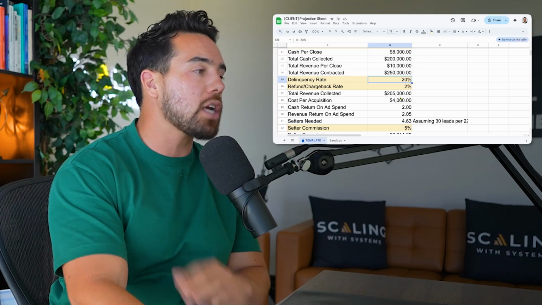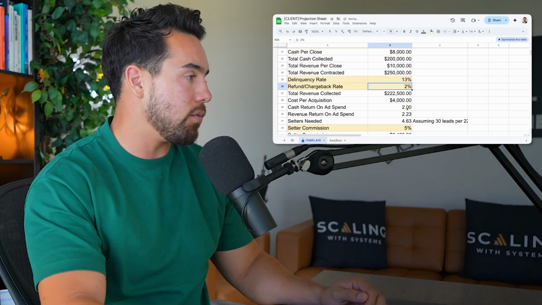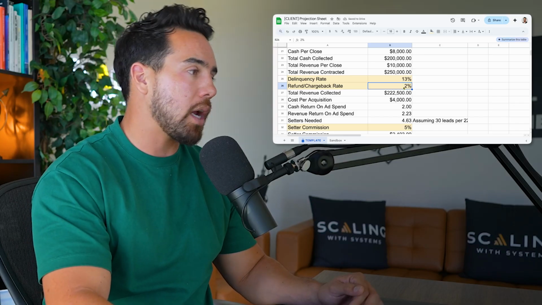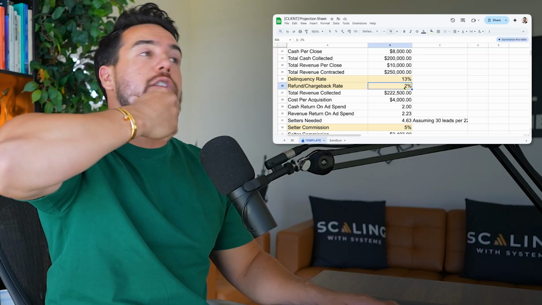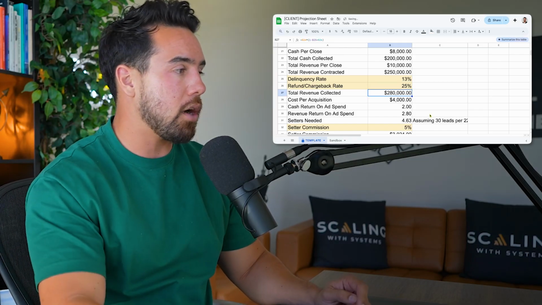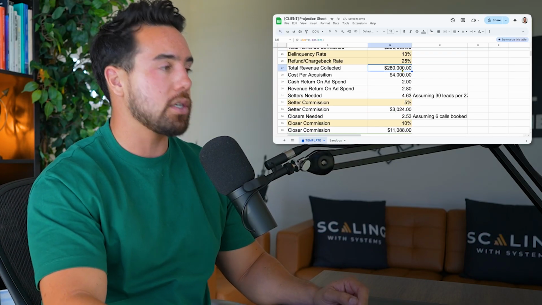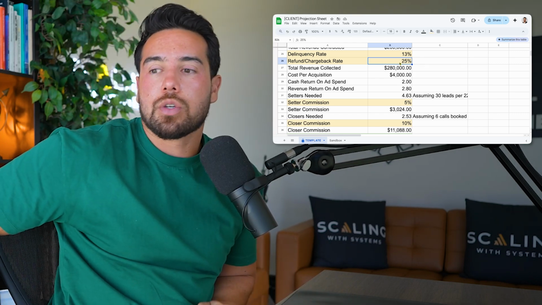So these are all projections, that's why this is called a projection sheet. These are all projections that you essentially need to run out, okay? Refund and chargeback rate. I know people that run full money-back guarantees for all their offers. And here's a fun story. We used to run a money-back guarantee for my offer. If you look at it now, we don't run a money-back guarantee anymore. That's because I ran it for an entire year, and our refund and chargeback rate was 25%.